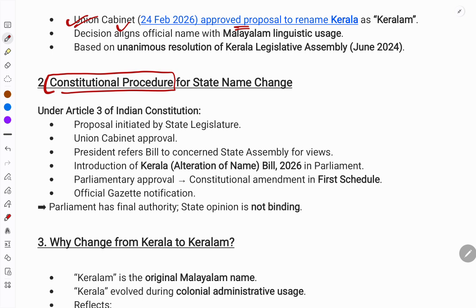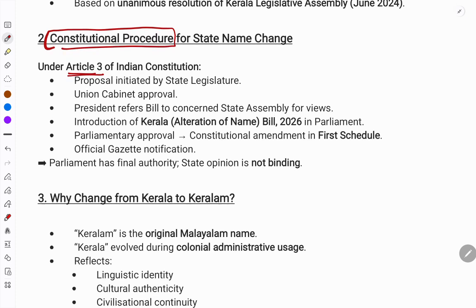The constitutional provision is Article 3. Article 3 talks about the change in the names. It has the provision to change the boundaries, bifurcate the states, and join the states. If you want to change the name, that is also a provision in Article 3 of the Indian Constitution. So how is it done?